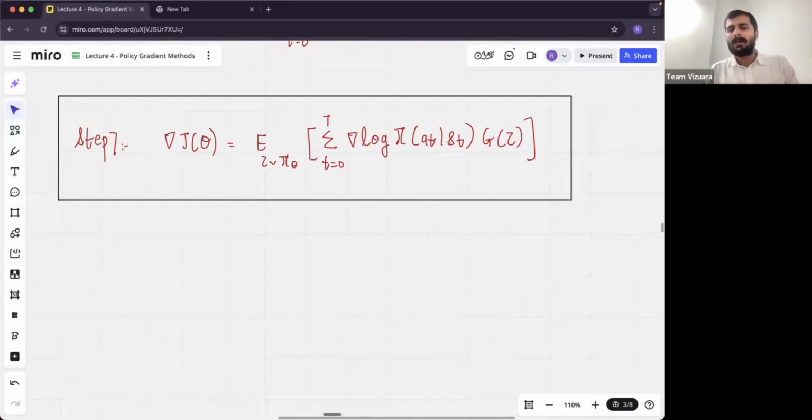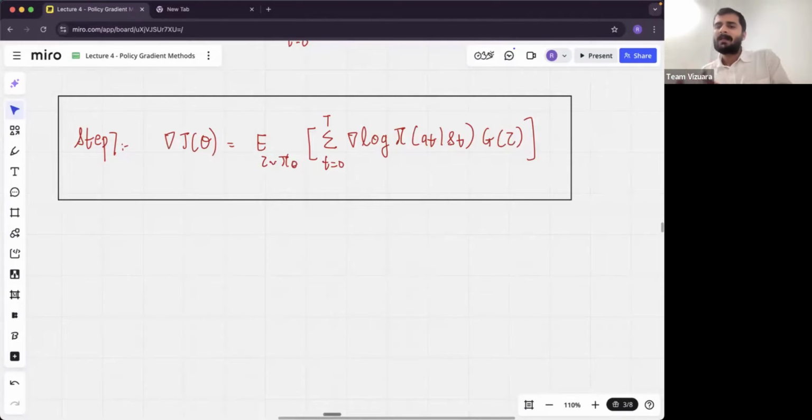Let us again understand what's happening in this formula. This formula is saying that if you want to calculate the gradient of the performance measure of the policy, you first have to sample a lot of trajectories. And let's look at one specific trajectory which you have sampled. For that specific trajectory, you add up the gradient of the log probabilities for all the actions and multiply it by the return received at the end of the episode. So there are two terms here.